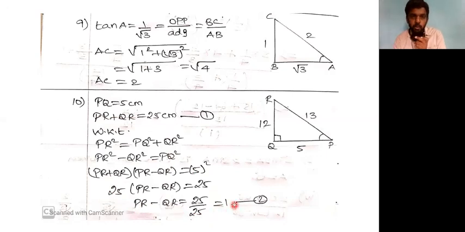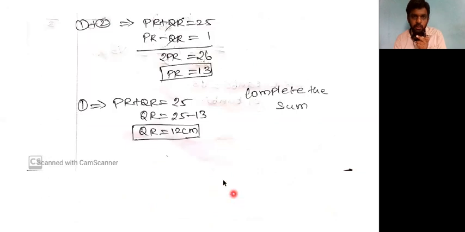So we have two linear equations in two variables. So a pair of linear equations in two variables. We know how to solve this one. Just add both the equations. PR plus QR is equal to 25, PR minus QR is equal to 1, and QR minus QR gets cancelled.